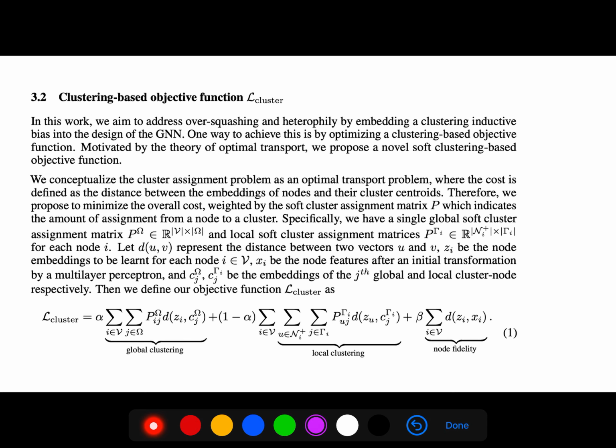So we conceptualize the cluster assignment problem as an optimal transport problem, where the cost is defined as a distance between the embedding of nodes and their cluster centroids. So these are cluster centroids, these are embeddings of nodes. So we are comparing the distance between the nodes and their clusters. So this is global clustering, but they also have the local clustering. And another thing, node fidelity.